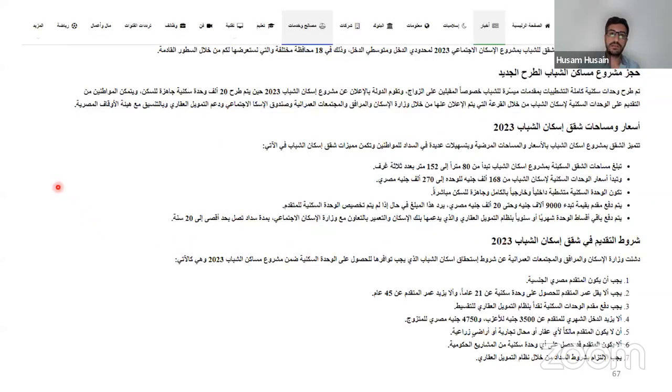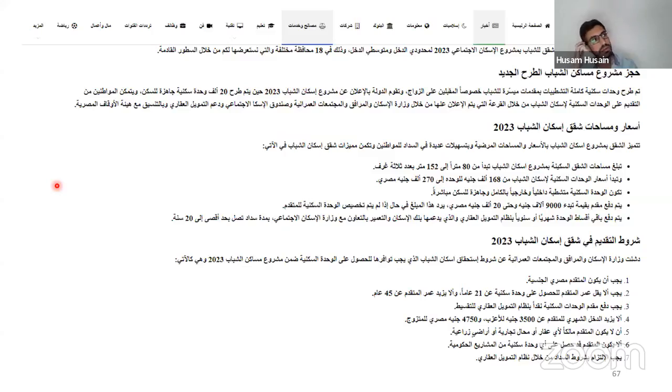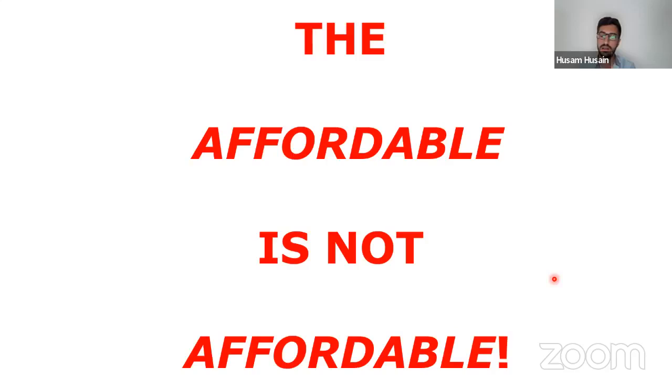The problem here is that I go through this news sometimes, and I go even further to read the requirements and so on. The part that grabs the attention the most is the prices. For youth housing in 2023, only this year, the prices of residential units start from 168,000 pounds for a single unit, going up to 270,000 pounds. And one of the conditions is a monthly income of no more than 3,500 pounds. Believe me, so many people are getting less than 3,500 pounds. So that means only one thing: affordable housing is no longer affordable in Egypt.